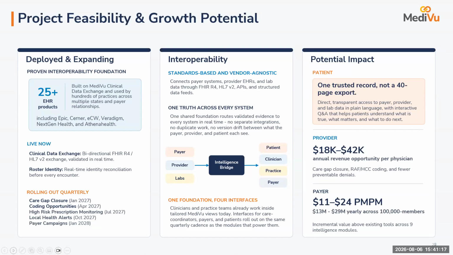MediVu finally answers the question everyone in silos is struggling with. What does my complete health record say? And is it correct? Maria's A1C result was in her chart. Her care gap was in her payer system. Nobody had connected them, confirmed them, or delivered them to her until MediVu did. That's what we do. Every event, every patient, every time.